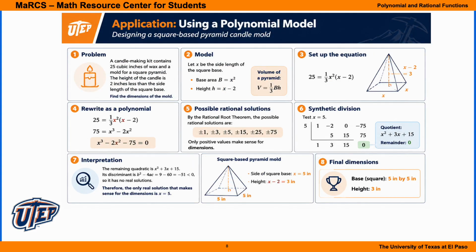So here we are given a problem. A candle making kit contains 25 cubic inches of wax and a mold for a square pyramid. The height of the candle is 2 inches less than the side length of the square base. Find the dimensions of the mold.